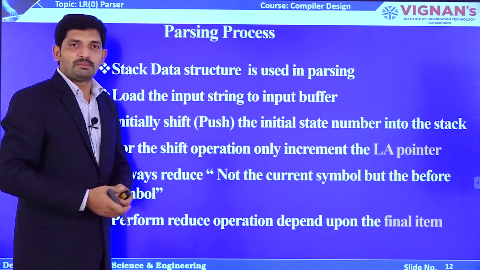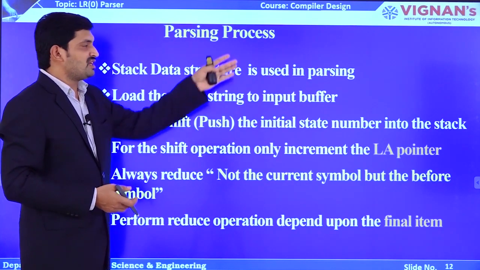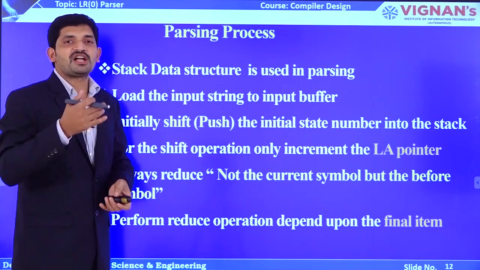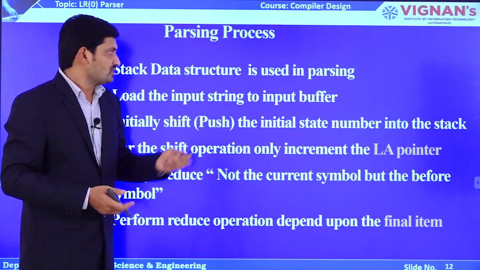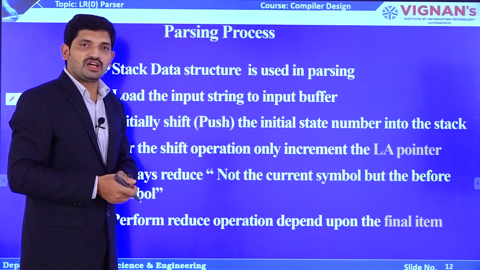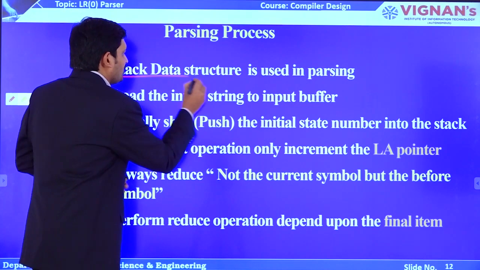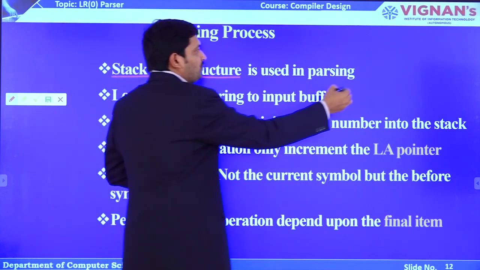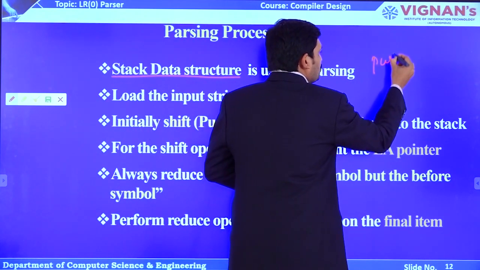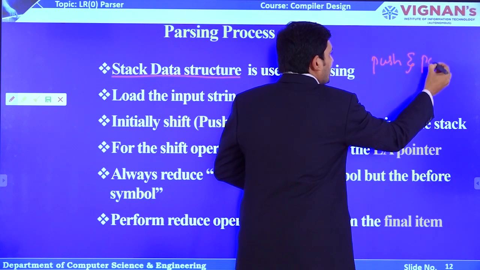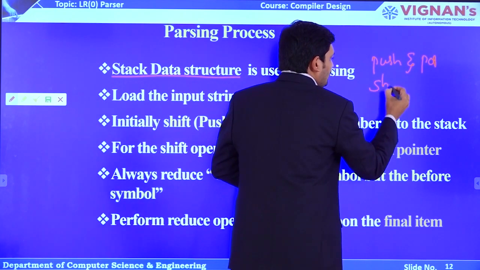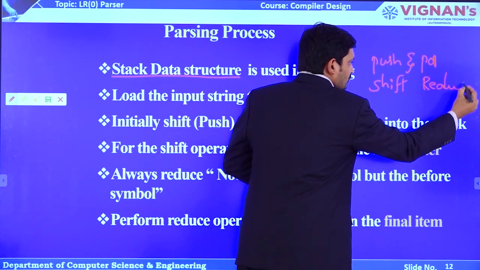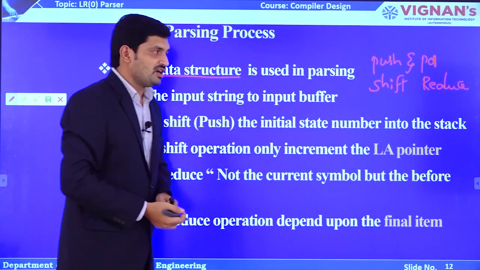Now come to the parsing process. We don't name it as the LR0 parsing process, because for all the LR parsers the parsing process is the same. In the parsing process we are using the stack data structure for parsing. If we are using the stack, we have to perform 2 operations, named push and pop. Here we name them shift and reduce.